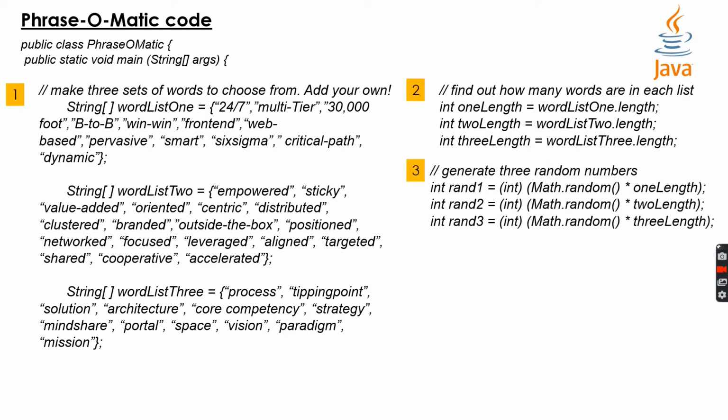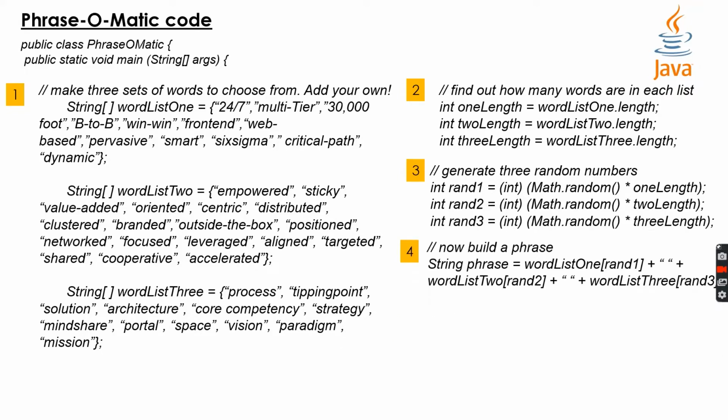Number 3, we need three random numbers. The random method returns a random number between 0 and almost 1, not quite one. So we have to multiply it by the number of elements in the list we are using, the array length. We also have to force the result to be an integer, no decimal allowed, so we put in a cast. So here int rand1 equals, we put in the int cast, Math.random multiplied by oneLength, which we defined as the length of wordList1.